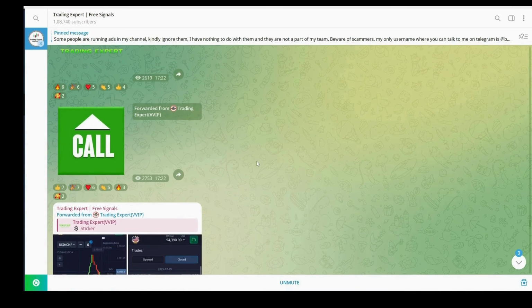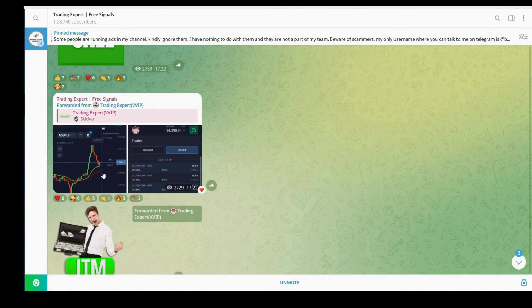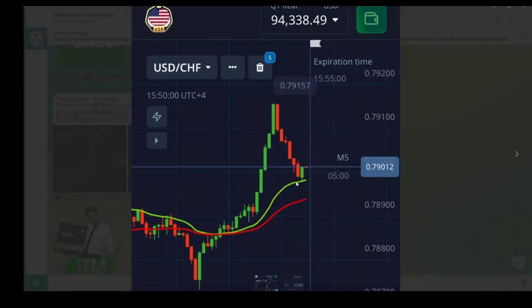Next, we provided a trade on USDCHF for the call side move. The logic behind this trade was a clear uptrend. The previous red candle closed above the moving average, and the price took support from the moving average. That's why we took this trade, and it resulted in another clear win.